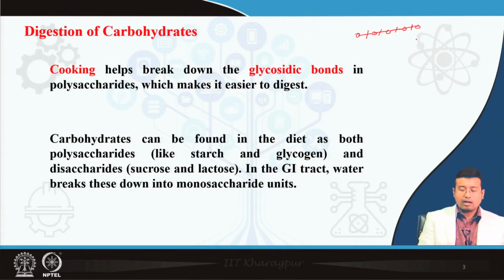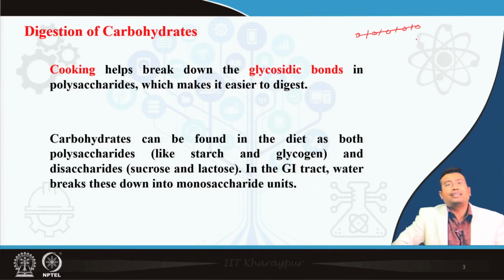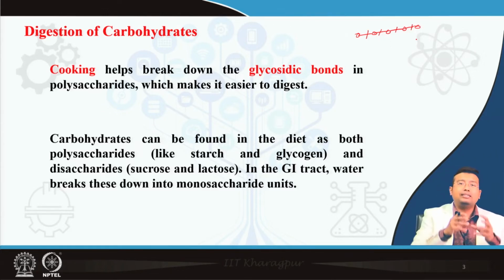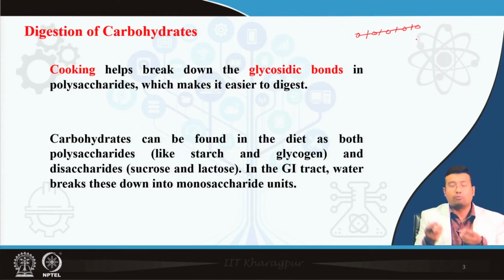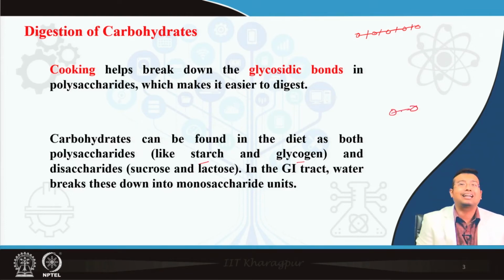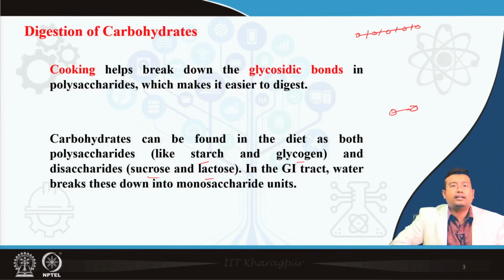Okay. Now, carbohydrates, where they are found, they can be found in diet as both polysaccharide and disaccharide. Polysaccharide means multiple units of monosaccharides are connected. Examples are starch and glycogen. And disaccharide means two monosaccharide units are connected with the help of a single glycosidic bond. Examples of disaccharide are sucrose and lactose, right.